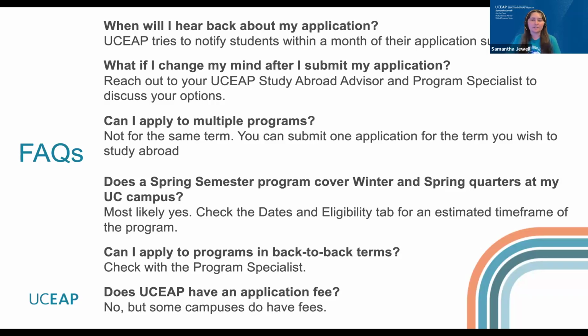And you can always check the Dates and Eligibility tab on the program page to confirm the estimated time frame of the program that you're applying to. So for example, if a program is a spring semester and says it runs from February to July, then you would miss both winter and spring quarter while you're on this program.